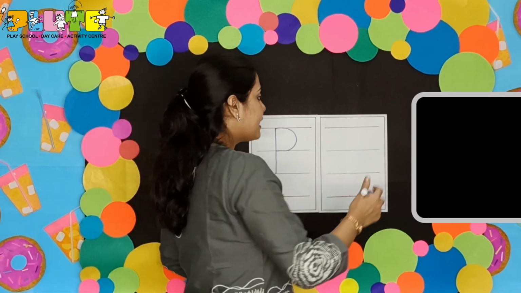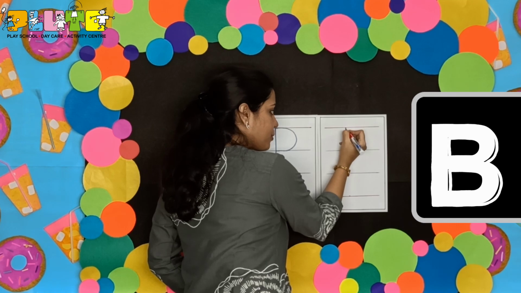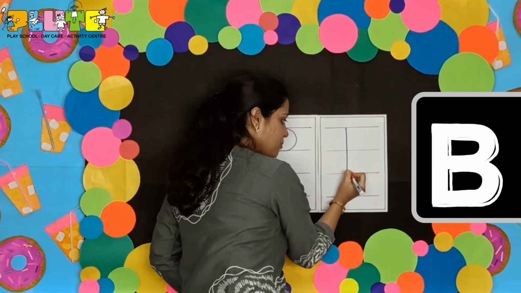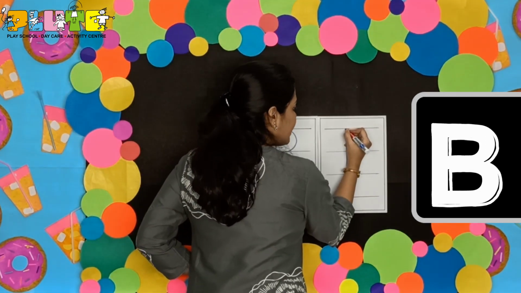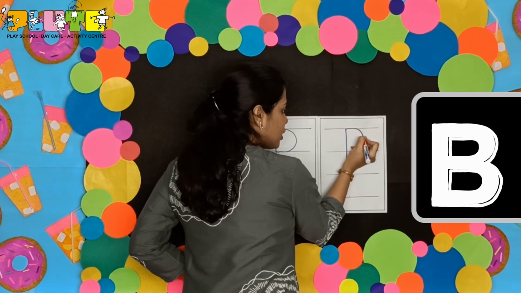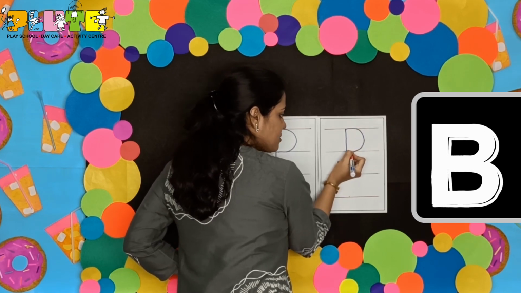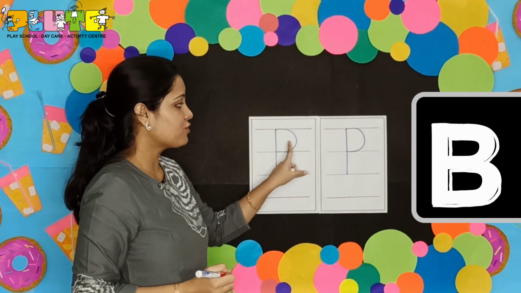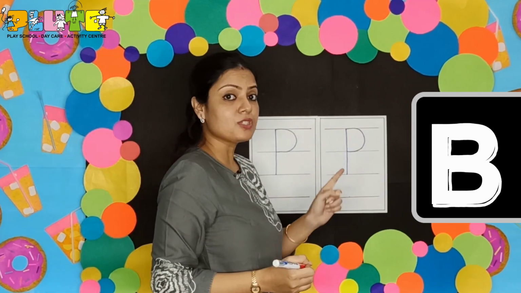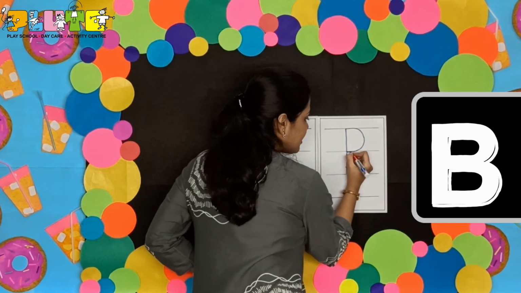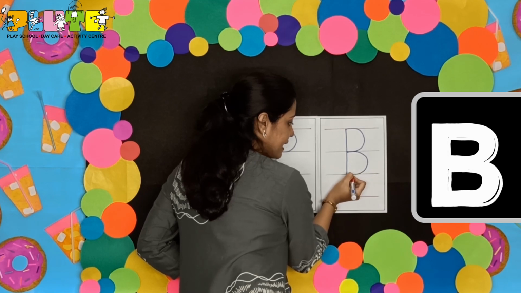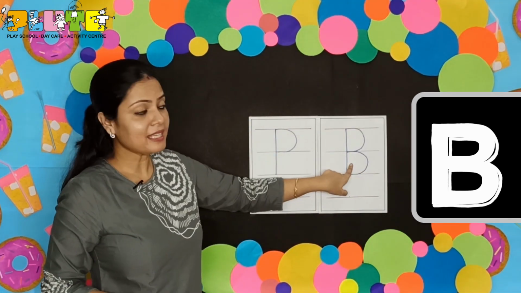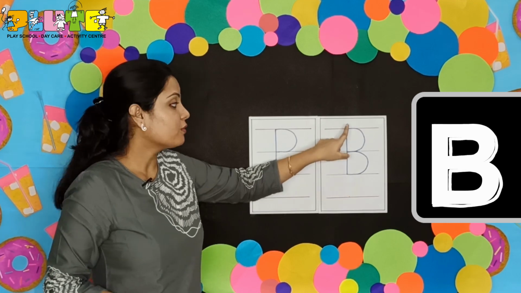For B, again I will draw a standing line from the first line, slowly go down till the third line, and then I will draw 2 curves. Okay, the first curve from the first line, slowly go down till the second line. See children, I have drawn P again, and now I'll put another curve. So let me do it. I'm showing you the second curve, and it makes the alphabet B. With the 2 curves, the letter becomes B.